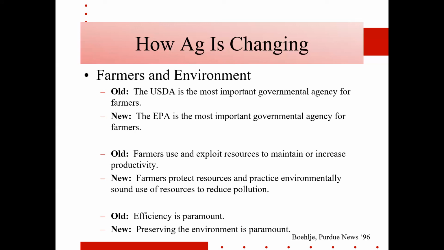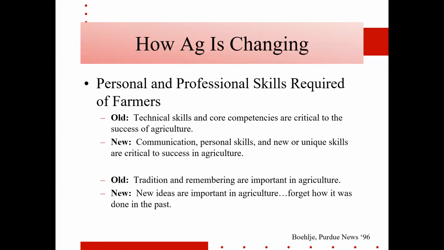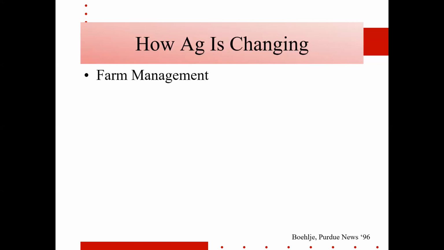Efficiency versus preserving the environment, preserving systems. Technical skills and core competencies are critical for the success of agriculture, versus communication and personal skills being this huge portion of that, right? It's critical to success. Tradition and remembering are important versus new ideas are important. Perhaps going into that paradigm shift way of thinking.